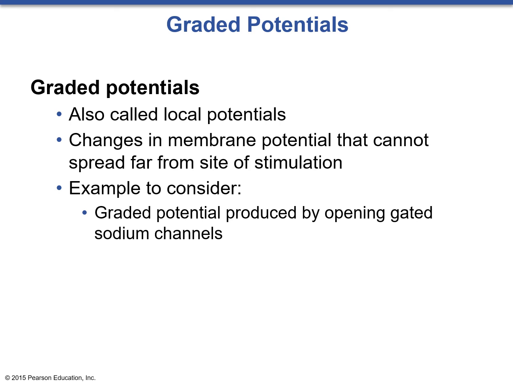entirely produced. This happens first with a resting membrane potential getting a graded potential. Graded potentials are also called local potentials. They are changes in the membrane potential that cannot spread far from the site of stimulation. So a brief change, either positive or negative, that are caused by the opening of gated channels. This could be either sodium gated channels, potassium gated channels.